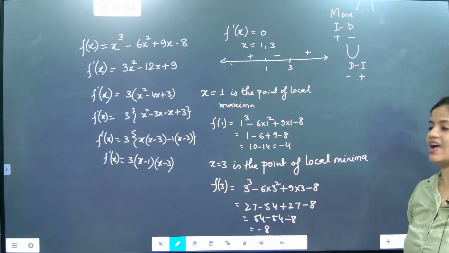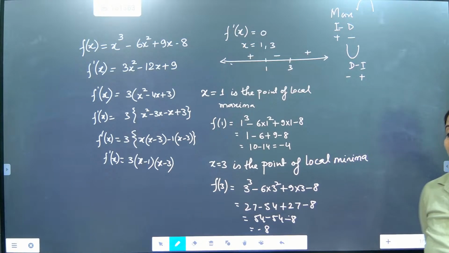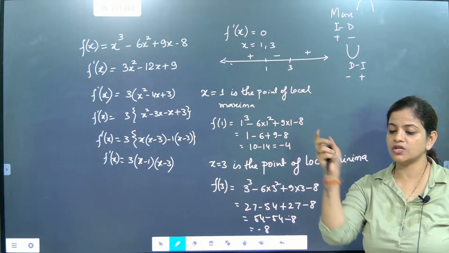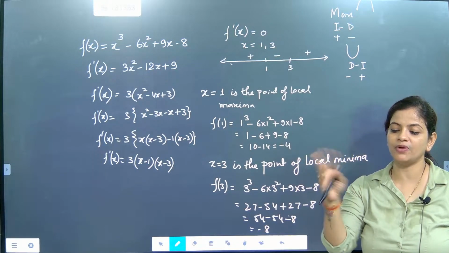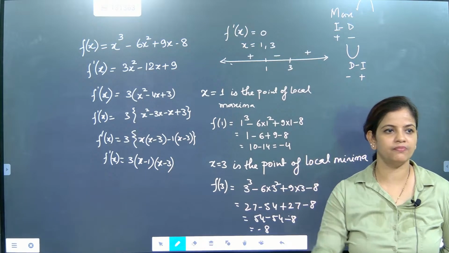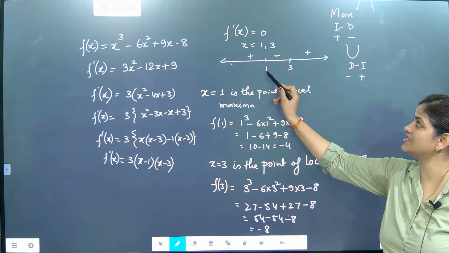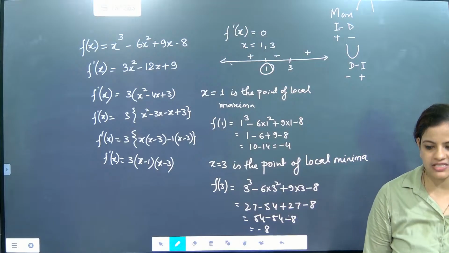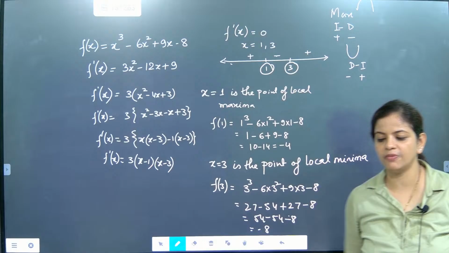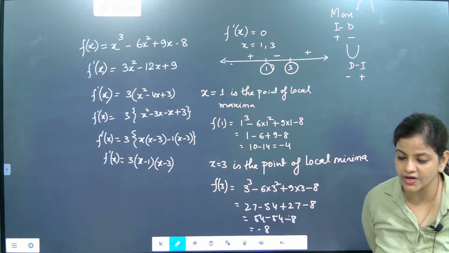So just check the values. Okay. Now we'll go for the next one. See, you must remember: the critical point which is coming between plus to minus will give you maxima. Minus to plus will give you minimum. Got it? Plus here, minus here: this point will give you maximum. Minus here, plus here: this point will give you minimum. Always remember. Understood? Maximum and minimum point, beta.